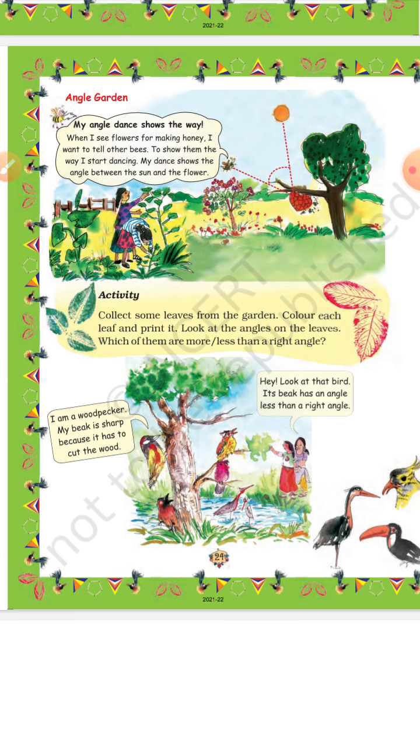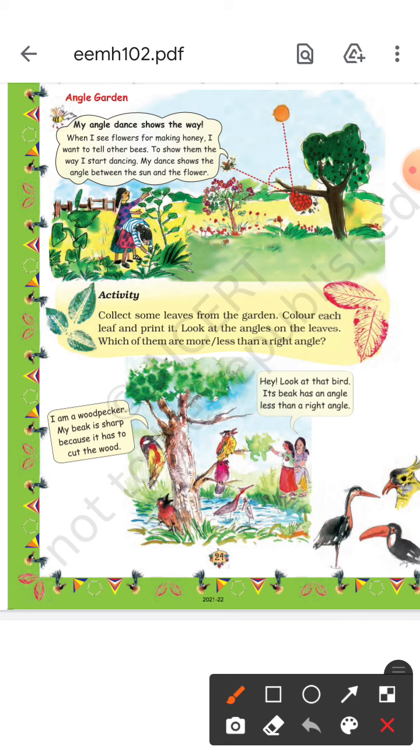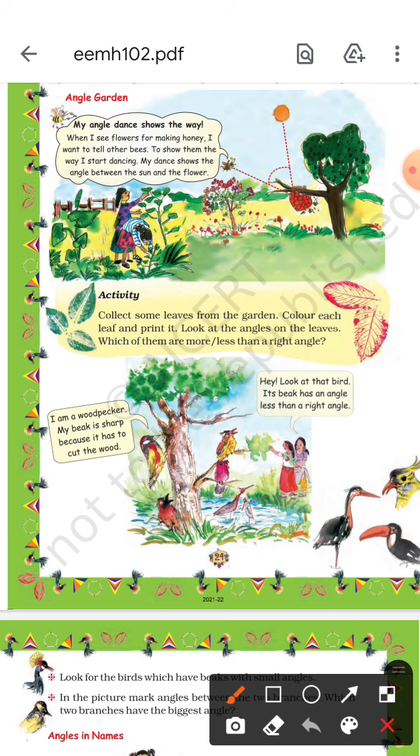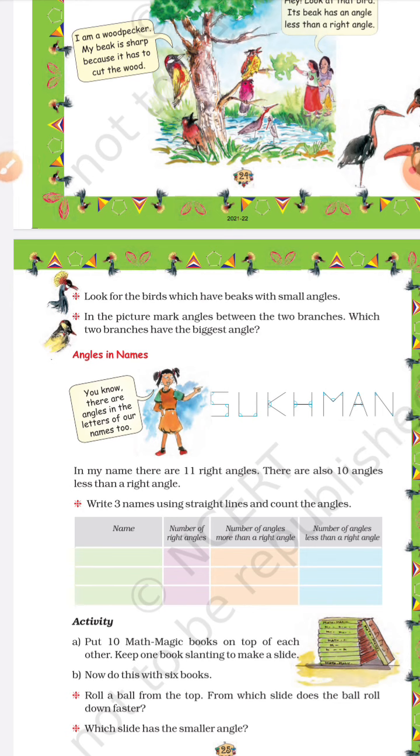Okay, so here in this figure you can see that a woodpecker is telling that my beak is sharp because it has to cut the wood. Okay, and here you can see the girls, they are talking with each other and telling that, hey, look at the bird, its beak has an angle less than a right angle. Okay, so look for the birds which have beaks with small angles.